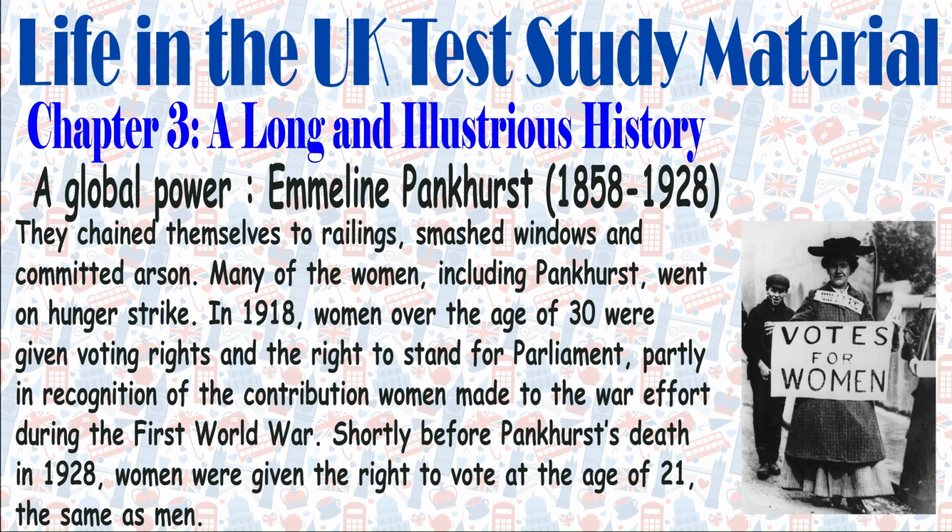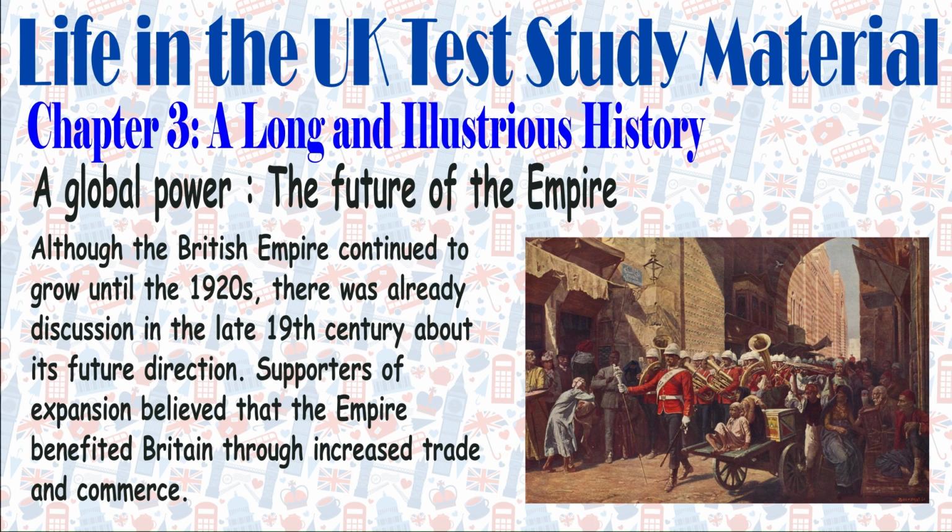In 1918, women over the age of 30 were given voting rights and the right to stand for Parliament, partly in recognition of the contribution women made to the war effort during the First World War. Shortly before Pankhurst's death in 1928, women were given the right to vote at the age of 21, the same as men.